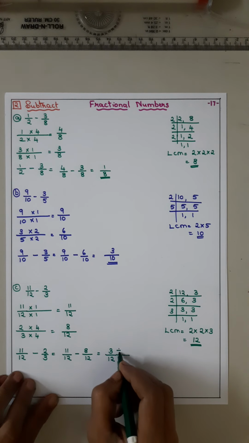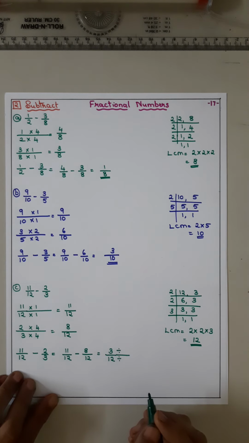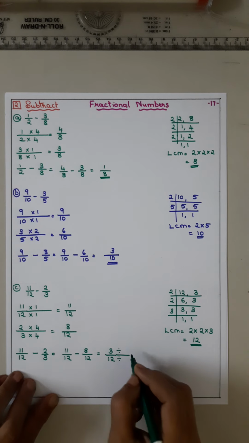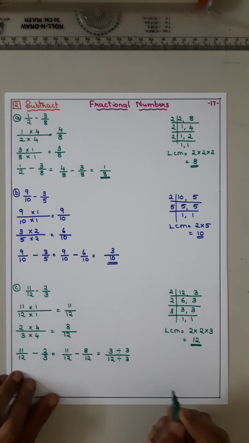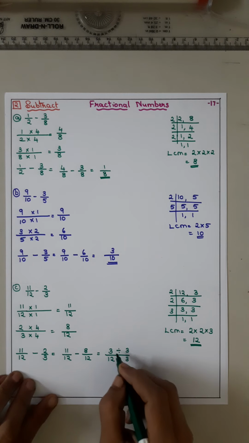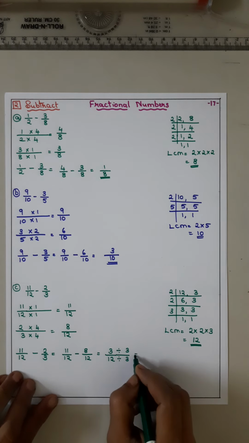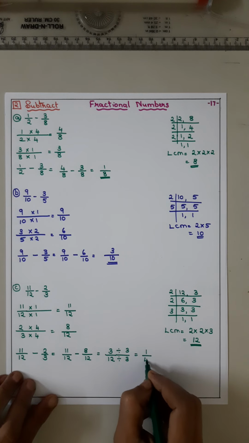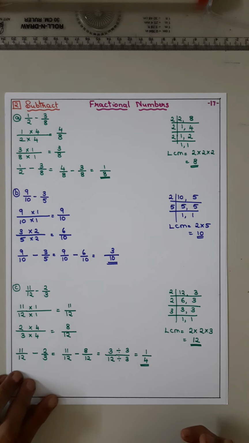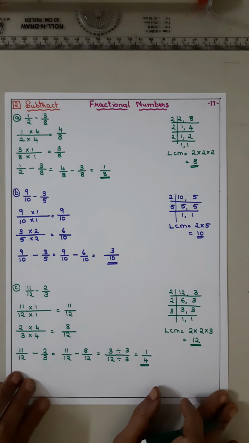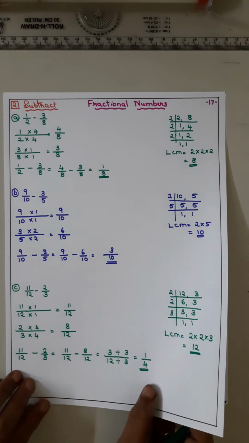Now 3 and 12, they come in which table? 3. If it can be reduced, we have to convert it to the lowest terms, not keep it like this, okay? So 3 ones are 3, 3 fours are 12. So you got 1 by 4. Is it okay?